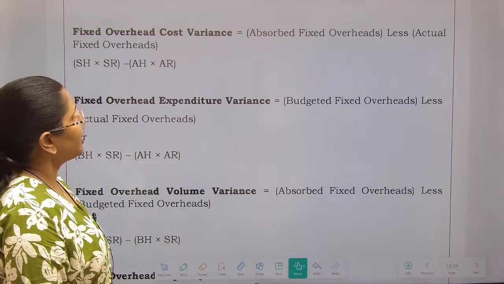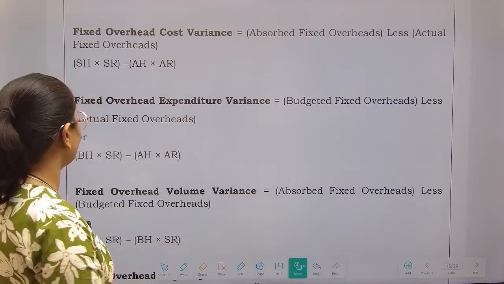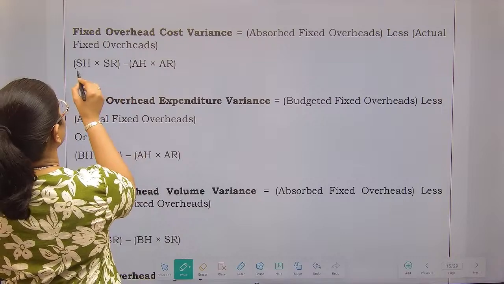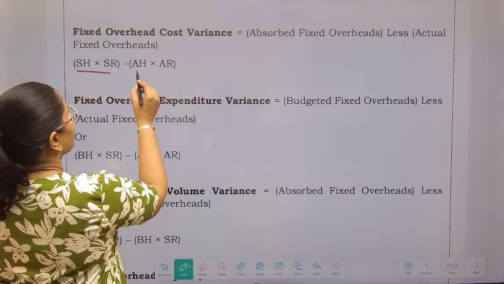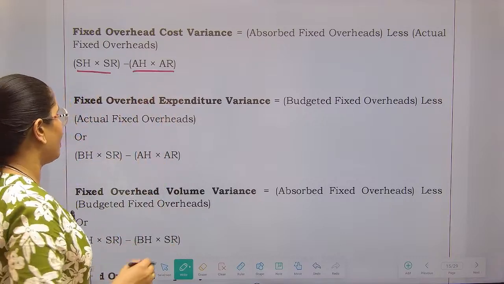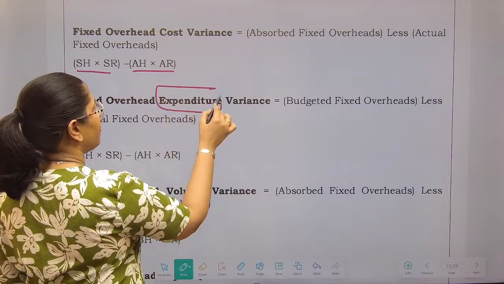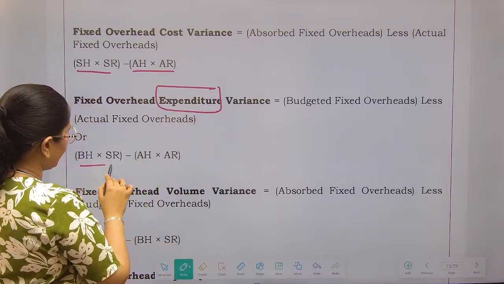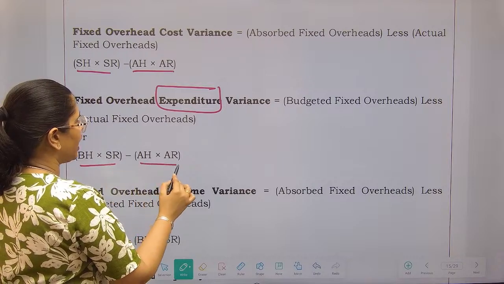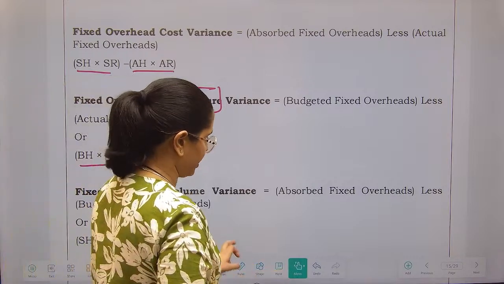So next is fixed overhead cost variance. Fixed overhead cost variance में see simple: standard hour multiplied by standard rate, actual hour multiplied by actual rate. When I'm talking about the expenditure variance, so what is the budgeted hours multiplied by standard rate, actual hour multiplied by the actual rate, right?